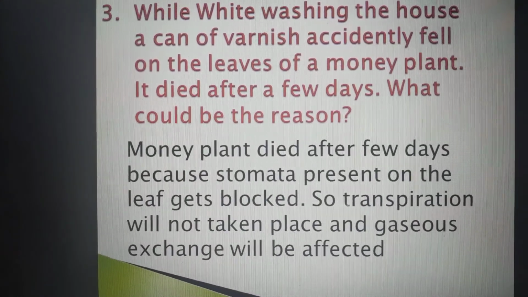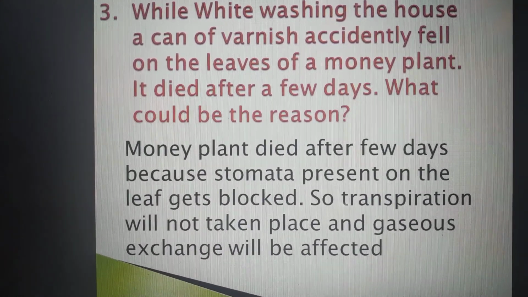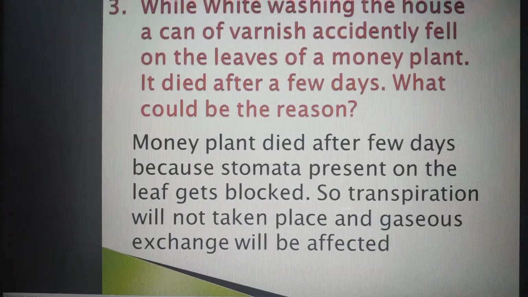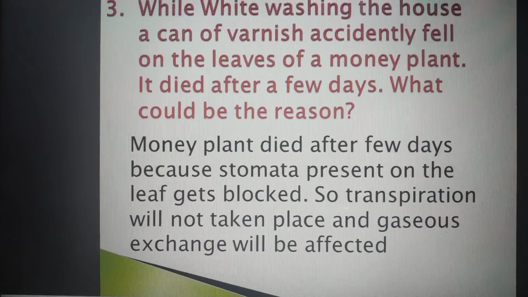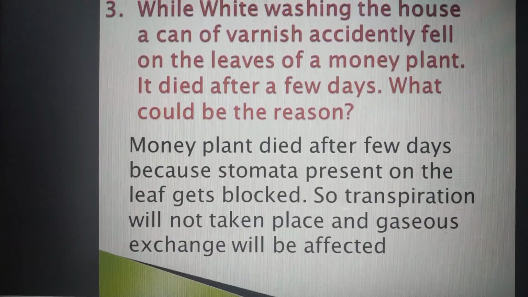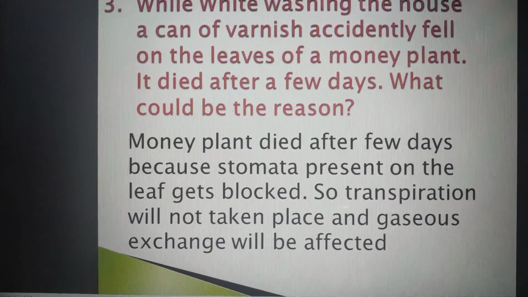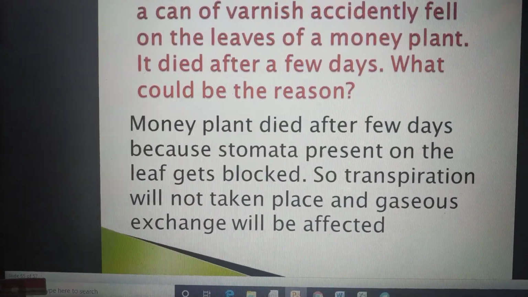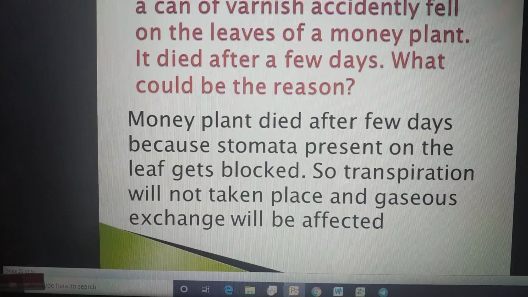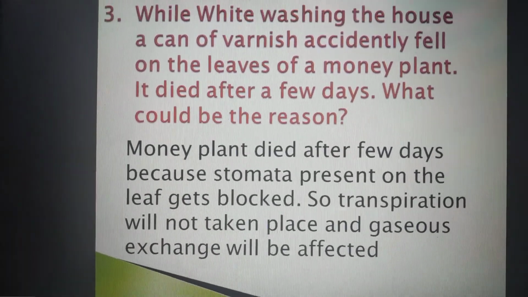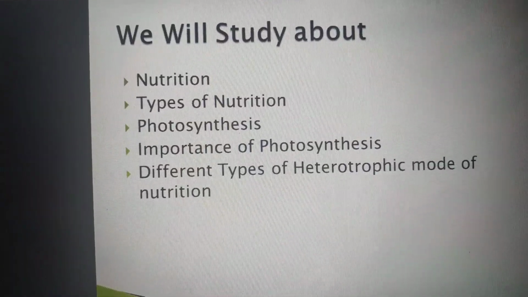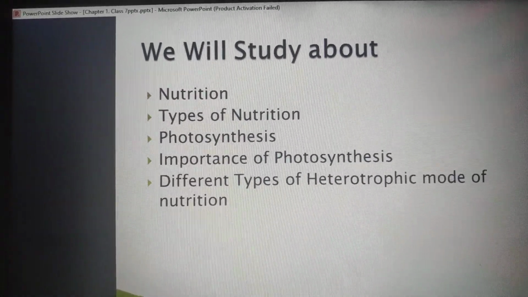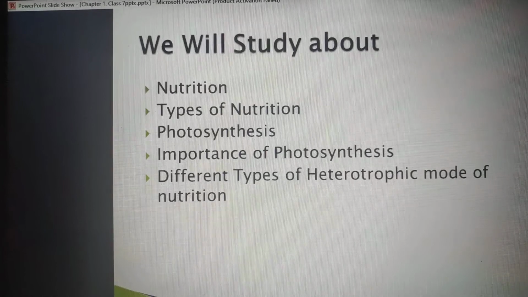Now what is transpiration? Beta, the excess amount of gases or water which is present in the body of the plant will get evaporated from these pores. See, stomata are a type of pores, openings, and from these pores, and gaseous exchange will be affected. Okay, clear everyone?